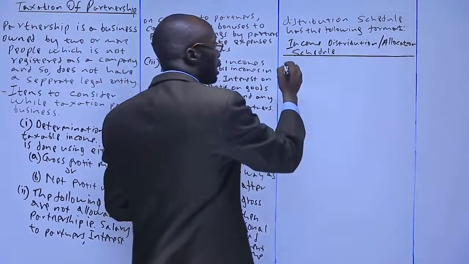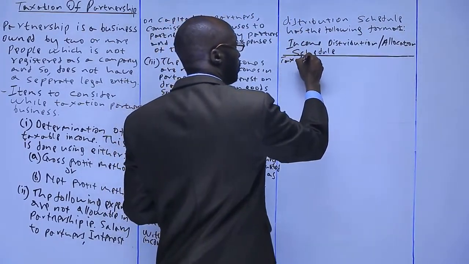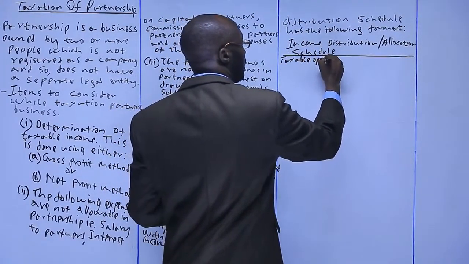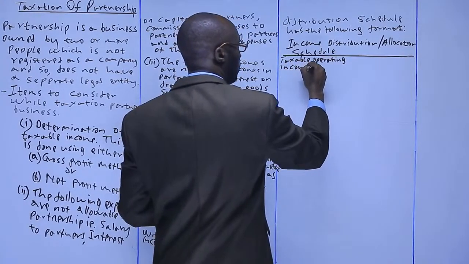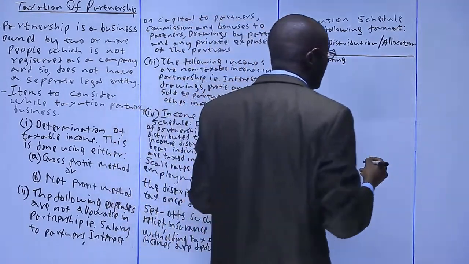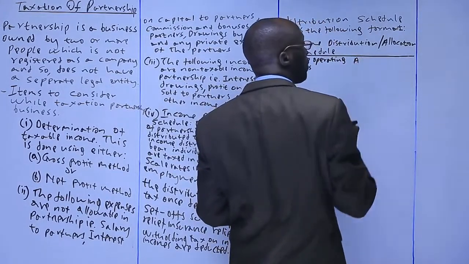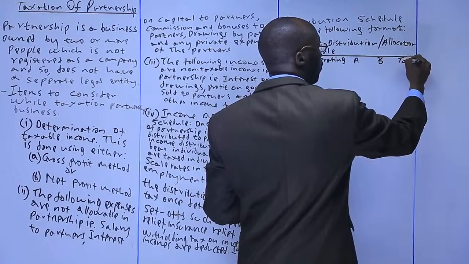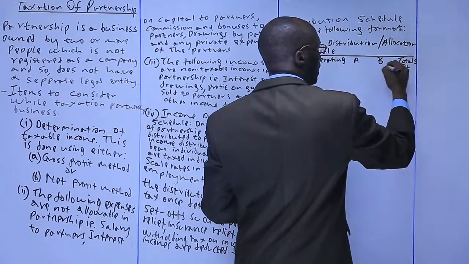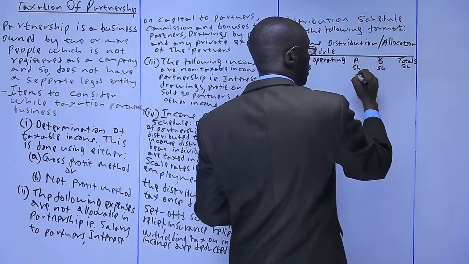We start by distributing the taxable operating income, and then we list the partners. Partner A, we are assuming partners are A, B, and then we have a column for the totals. Shillings, shillings, shillings.